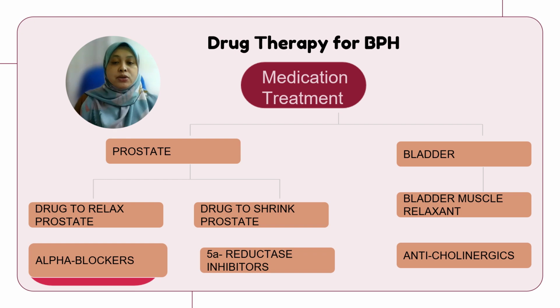The treatment for BPH is medication, which affects the prostate and bladder. For the prostate, the drug to relax the prostate is alpha blockers, and another drug to shrink the prostate is 5-alpha reductase inhibitors. And for the bladder, it is a bladder muscle relaxant, which is anticholinergics.